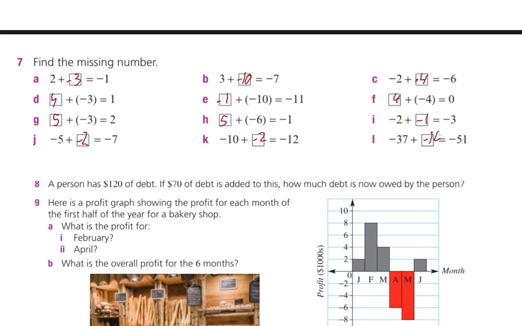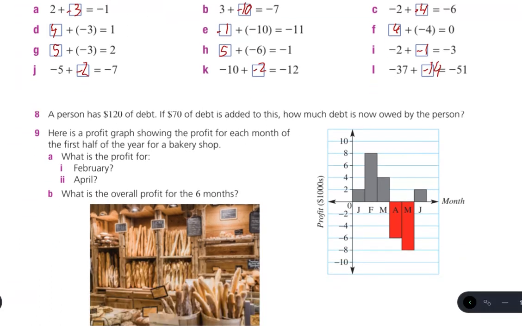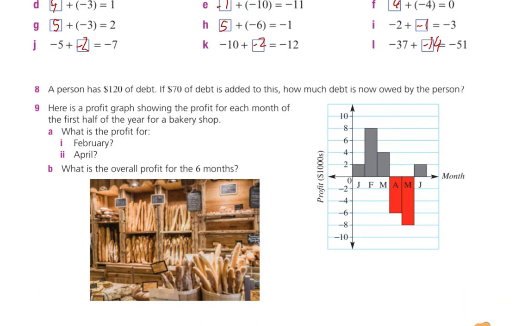All right. If a person has $120 of debt, so that really they're minus 120, and you add $70 debt, then what you're really doing is going minus 120, adding minus 70, which those two will equal a minus. So it's 120 minus a further 70 equals minus 190. They will now owe $190.